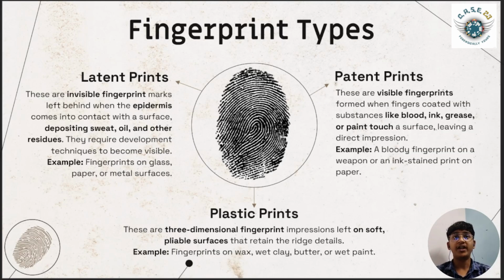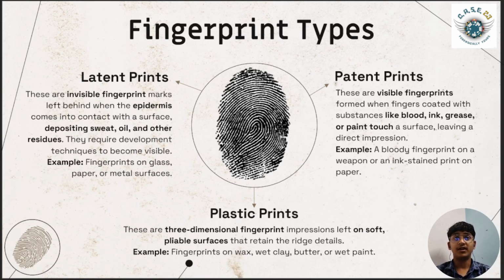Then there are patent prints. These ones are easy to spot. They are made when fingerprints have something like blood, ink, or grease on them. Touch a piece of paper with an ink-covered finger, and boom, that's our patent prints.